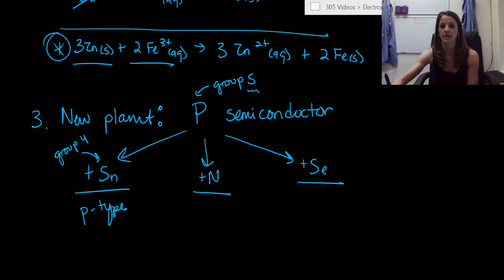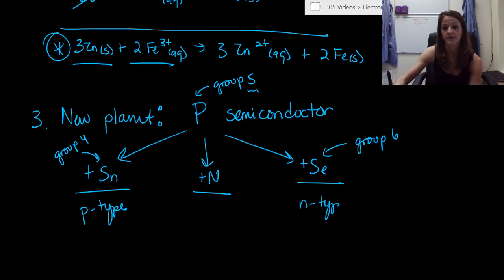So now let's look at selenium. Selenium is in group 6, so it has 6 valence electrons. So if I add selenium to phosphorus, I'm adding an element that has 1 more electron than phosphorus does. So this definitely has to be an N-type semiconductor. It's negative. There's an extra electron.